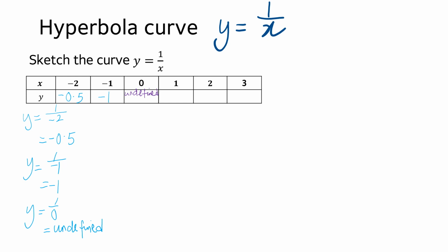So let's go on to substituting x to be 1. If you substitute x to be 1, 1 over 1 is 1. Substitute x to be 2, you get 0.5. Substitute 3, it will be 1 over 3. That's 1/3, right? Which is 0.3.